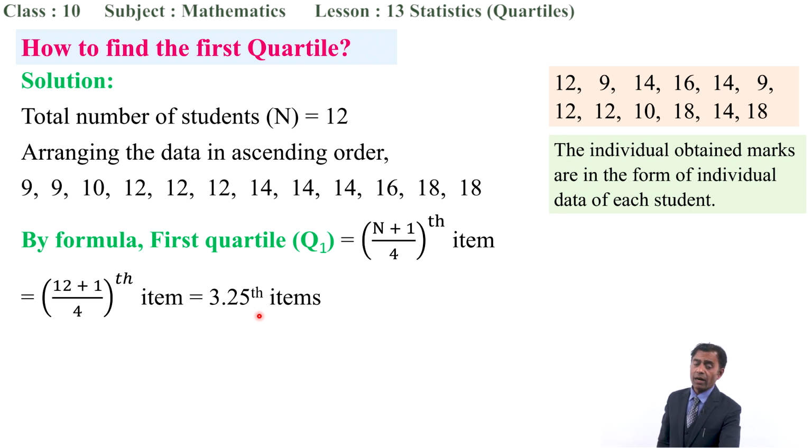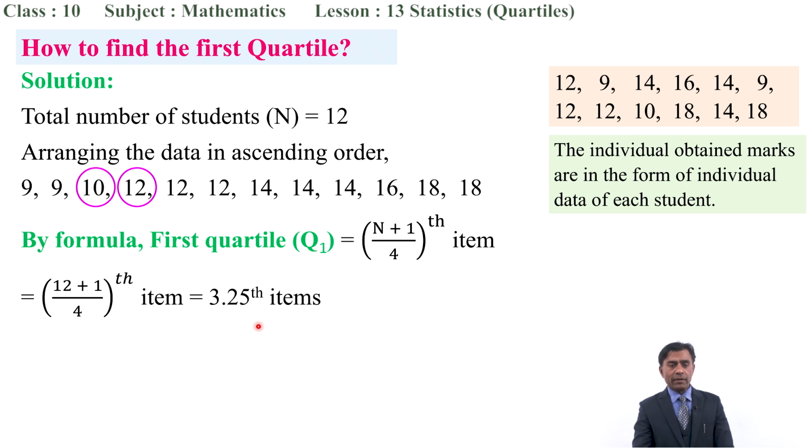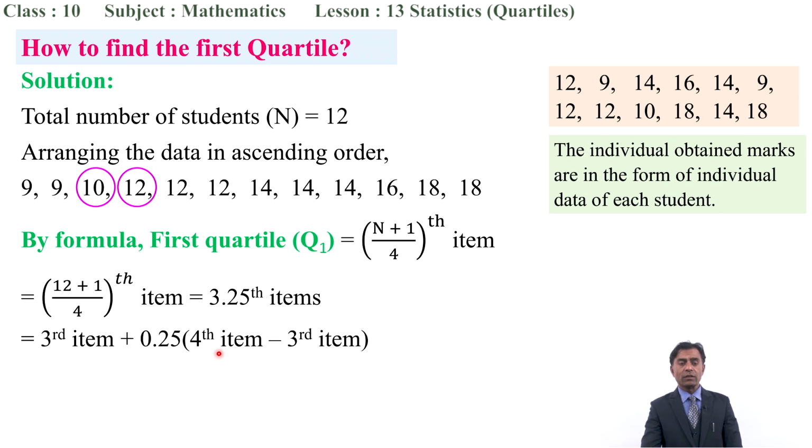Let's find out how to find it. Look here. We can write the third item, before the decimal. Here you can see this is 3. So that 3 represents the third item, plus the decimal value 0.25, and it is less than the fourth item and more than the third item. So, the difference of the fourth item minus the third item, multiplied by 0.25.